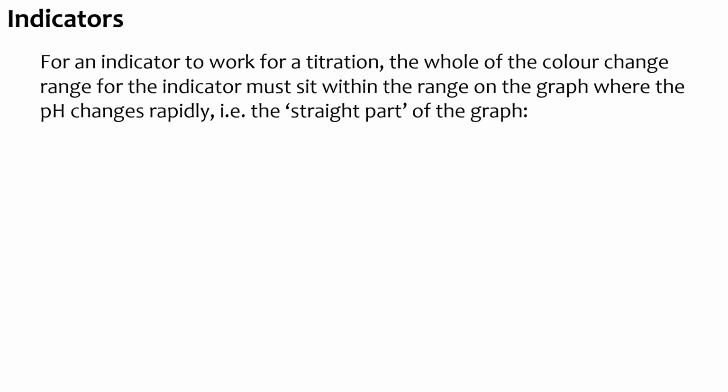For an indicator to work for a titration, the whole of the colour change range for the indicator must sit within the range on the graph where the pH changes rapidly, i.e. the straight part of the graph.